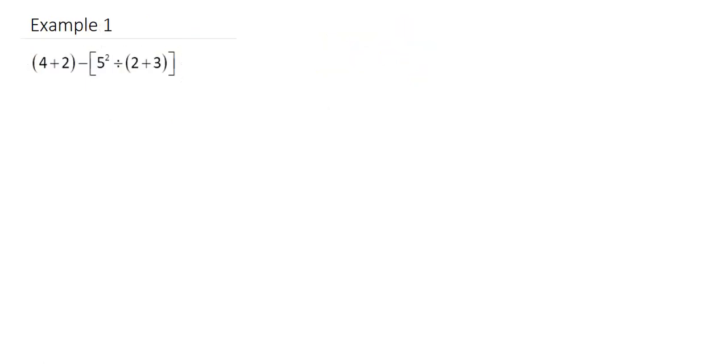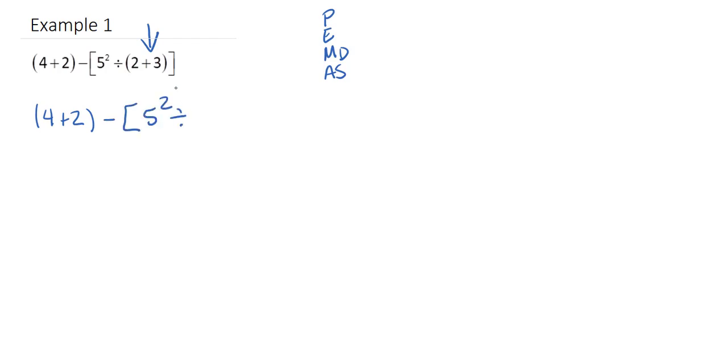So example 1, we have 4 plus 2 in parentheses, minus, and then this outer parentheses of 5 squared divided by, then another parentheses, 2 plus 3. We're going to remember it's still our order of PEMDAS, or please excuse my dear Aunt Sally. So we're going to start with parentheses, and we're going to start with the inner parentheses first. We can start off with this one right here. So let's go ahead and do that.